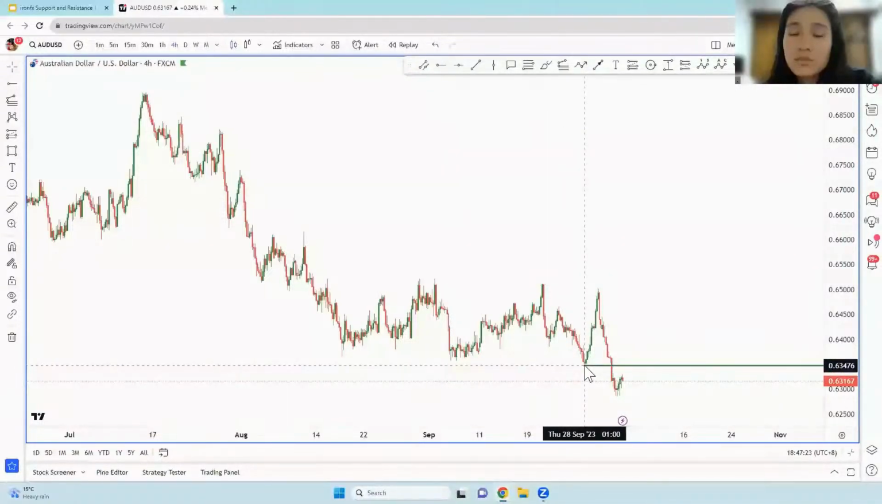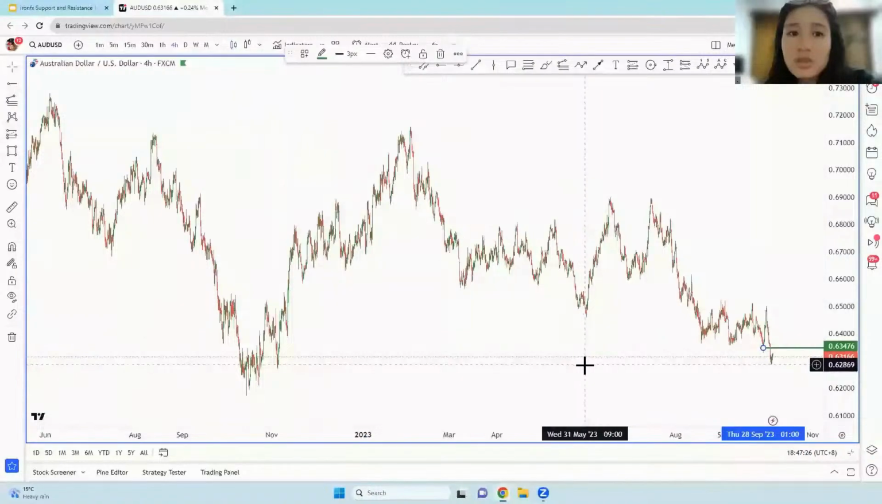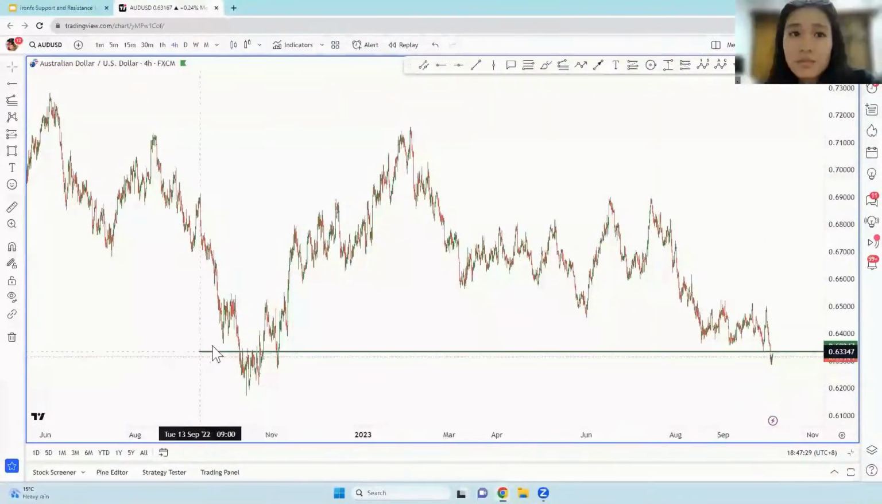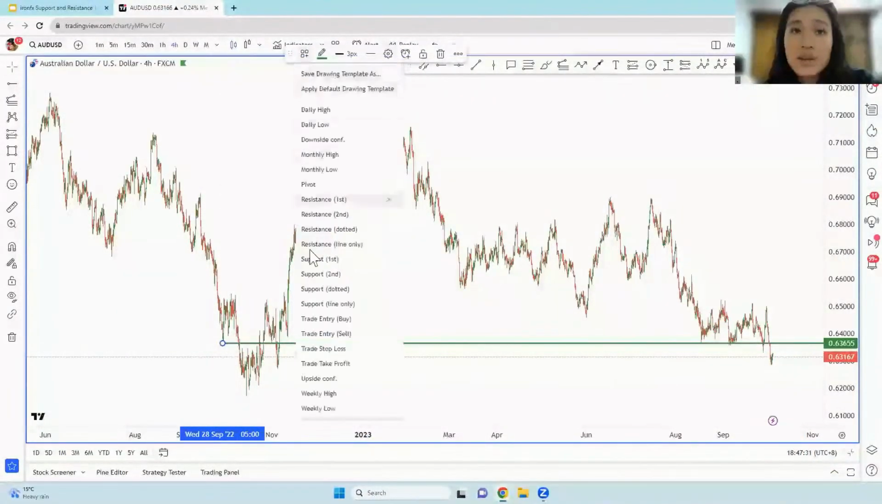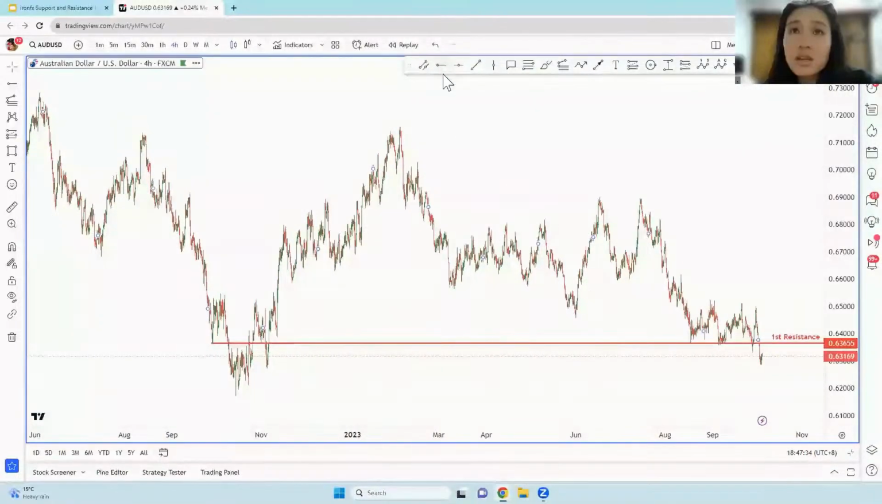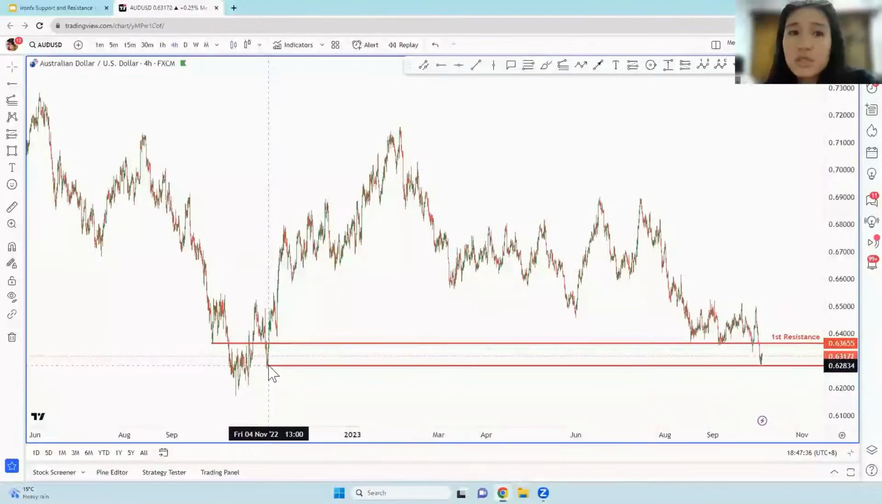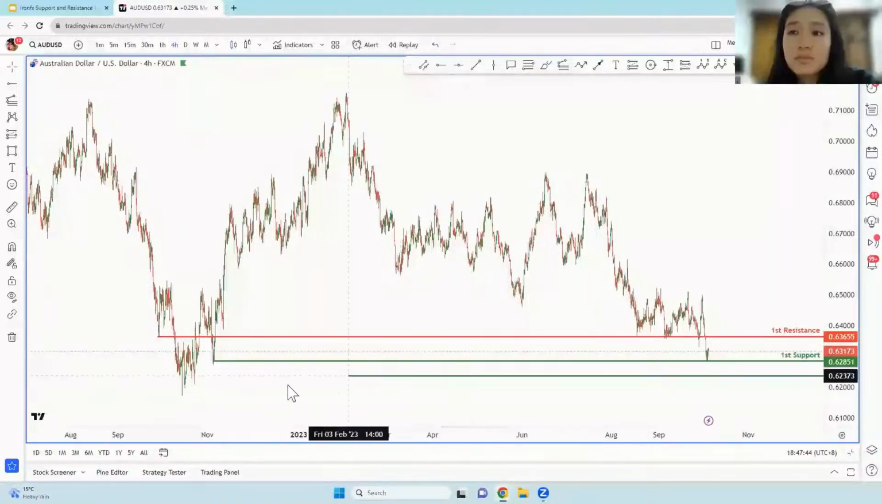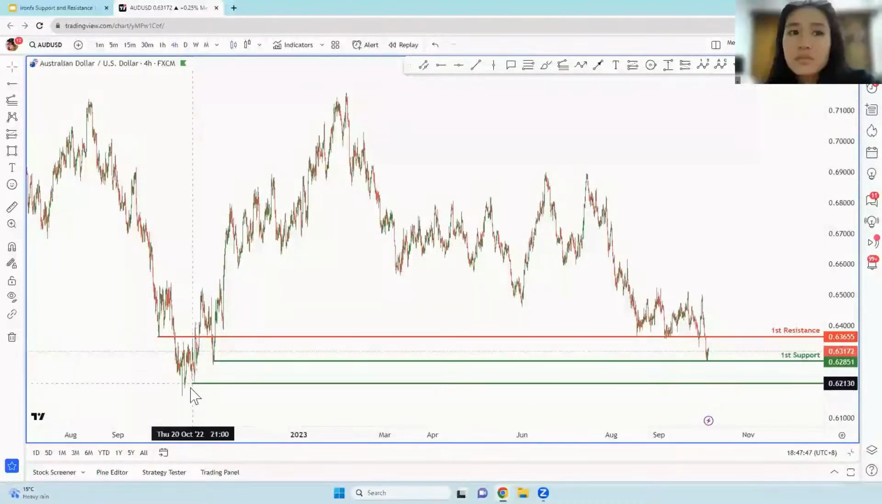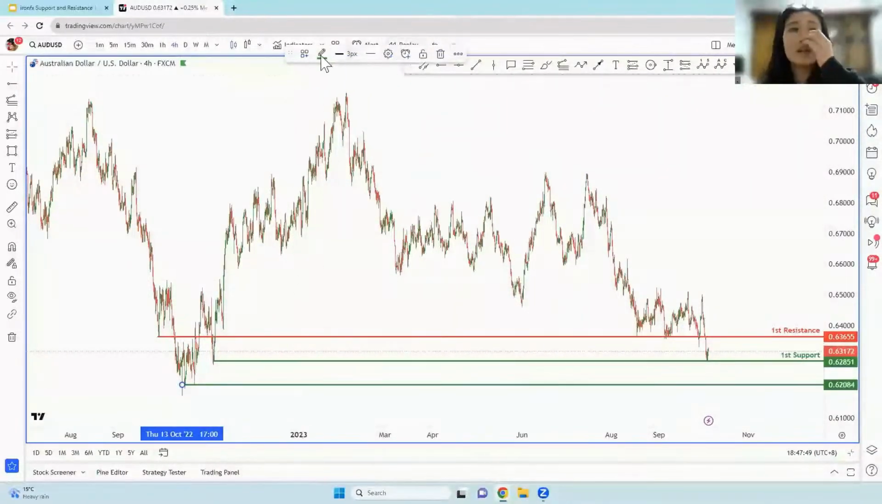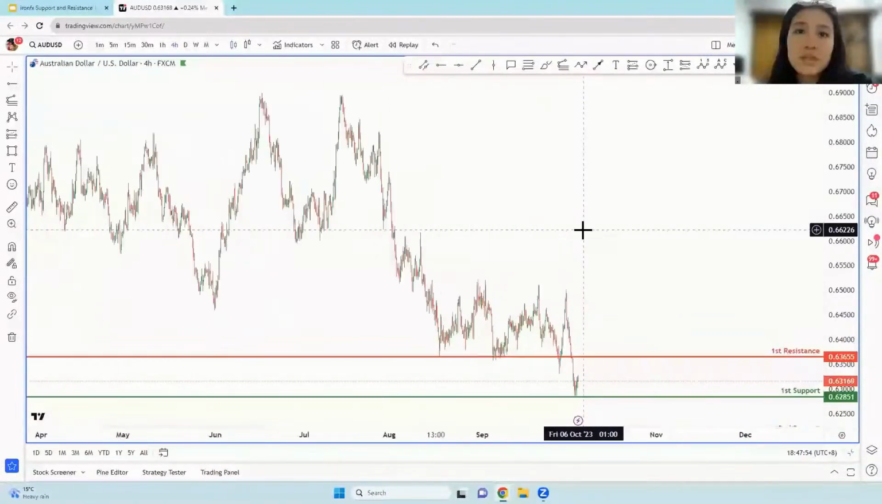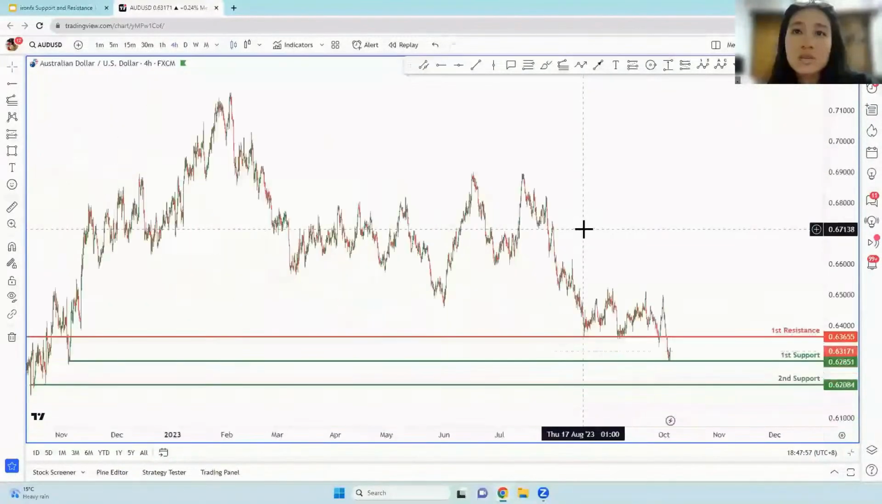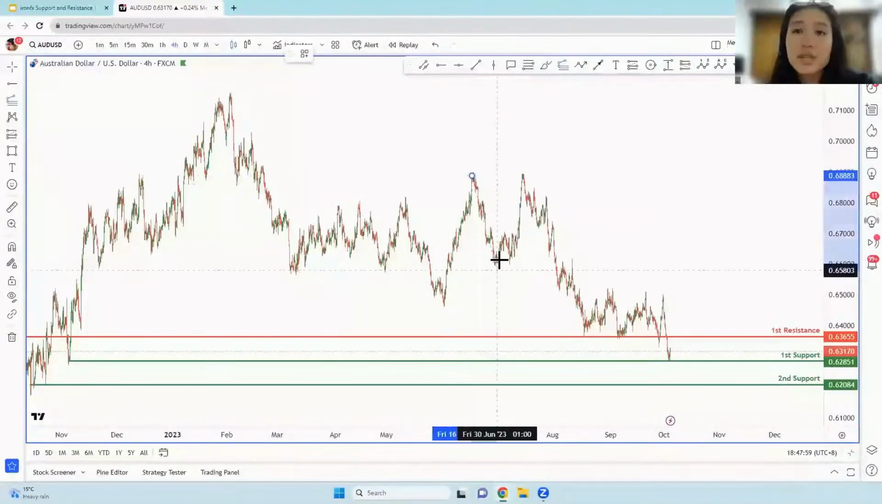Now, I'm going to go in with my support and resistance levels. This is my first resistance and my first support, maybe just here, and my second support here. Okay, now we'll go in with some Fibonacci levels again.